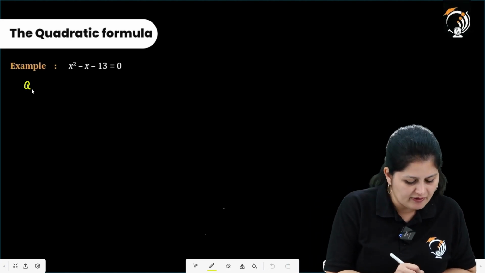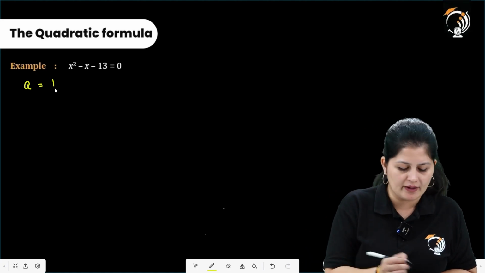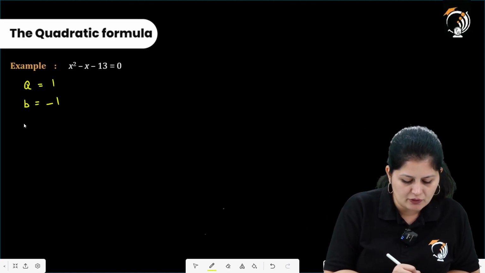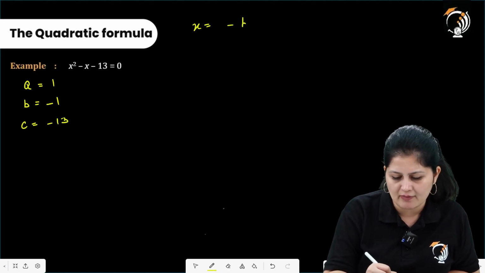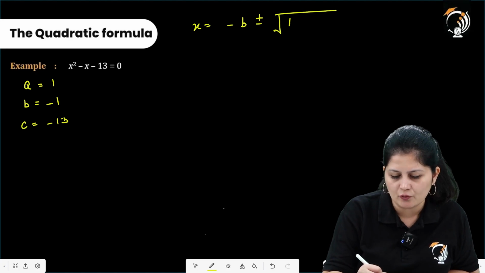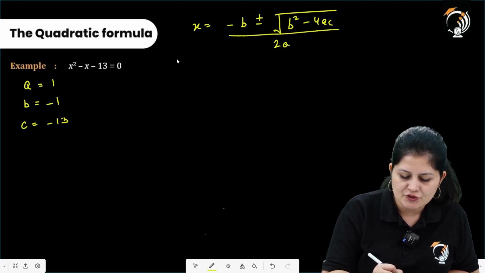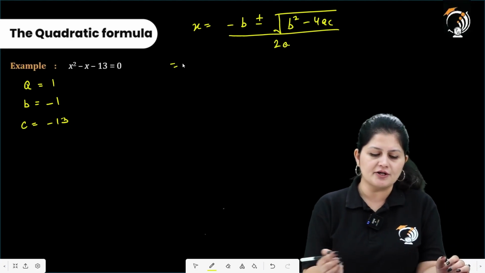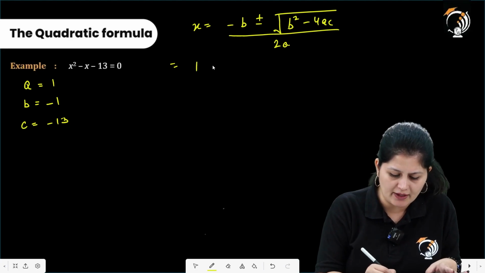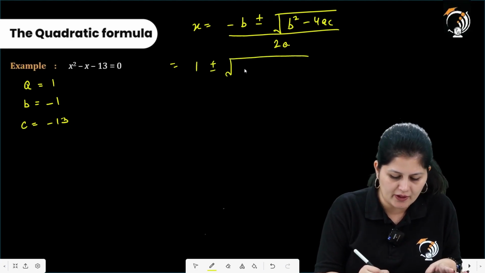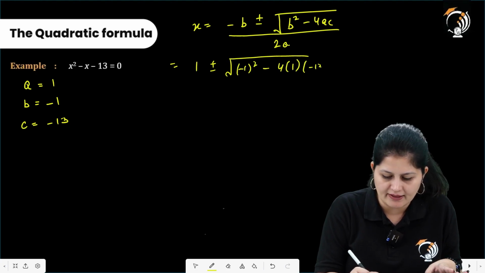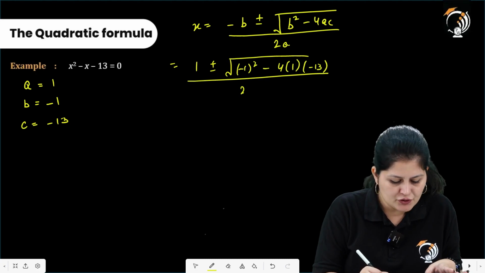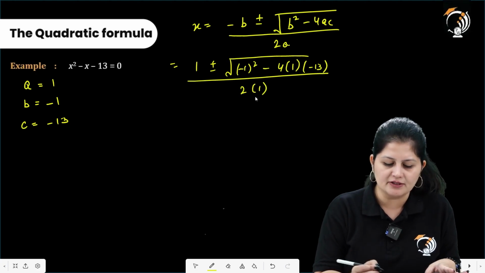If I talk about the values here, we can see that a is equal to 1, b is equal to minus 1, while c is equal to minus 13. The formula says that x is equal to minus b plus minus square root of b square minus 4ac over 2a. Correct? Let's substitute the values here. We are going to get 1 plus minus square root of minus 1 square minus 4 multiplied with 1 multiplied with minus 13, over 2 multiplied with 1. That is what we are getting here.